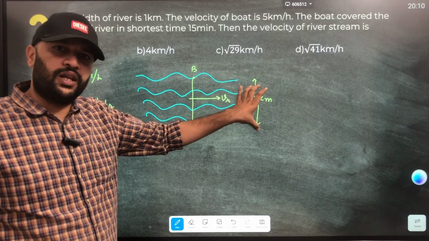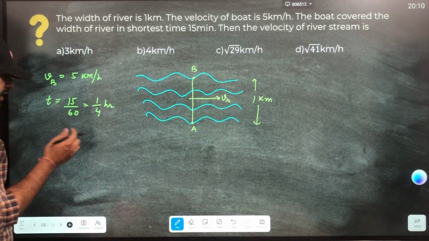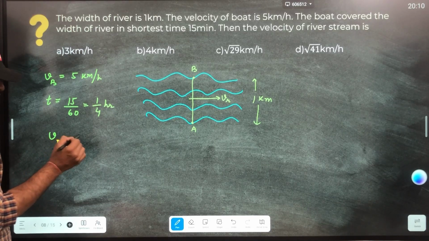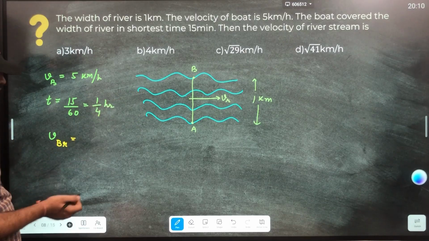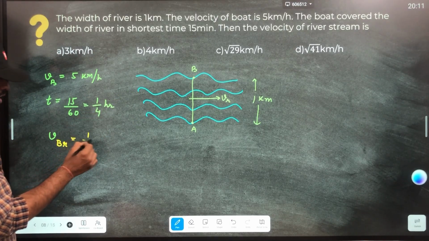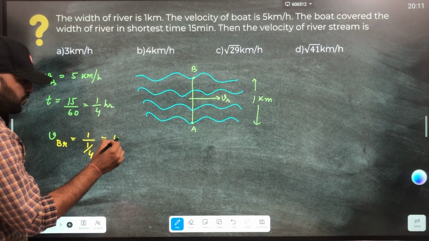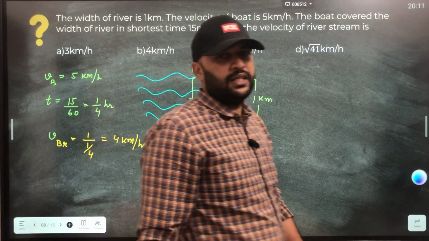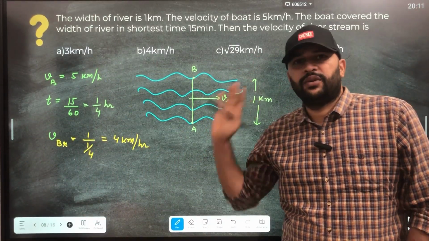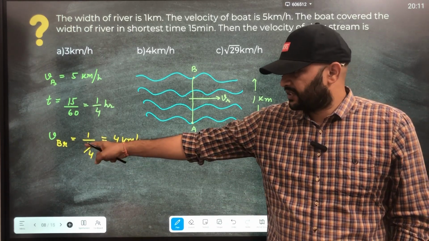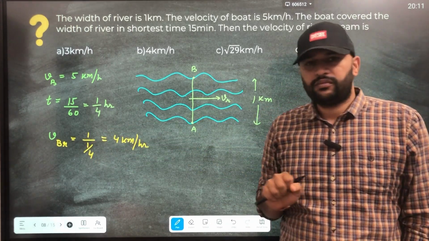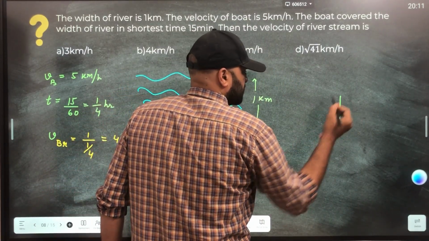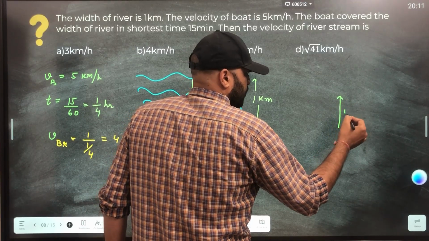And what's the distance here? 1 kilometer. We can find the speed. So the speed of boat with respect to river will be 1 kilometer upon 1/4, that is equal to 4 kilometer per hour. Now this 4 kilometer per hour is the velocity of boat with respect to river. With that velocity, you are going from A to B in the perpendicular direction. Now this time be very careful. In the perpendicular direction, the velocity is 4 kilometer per hour.